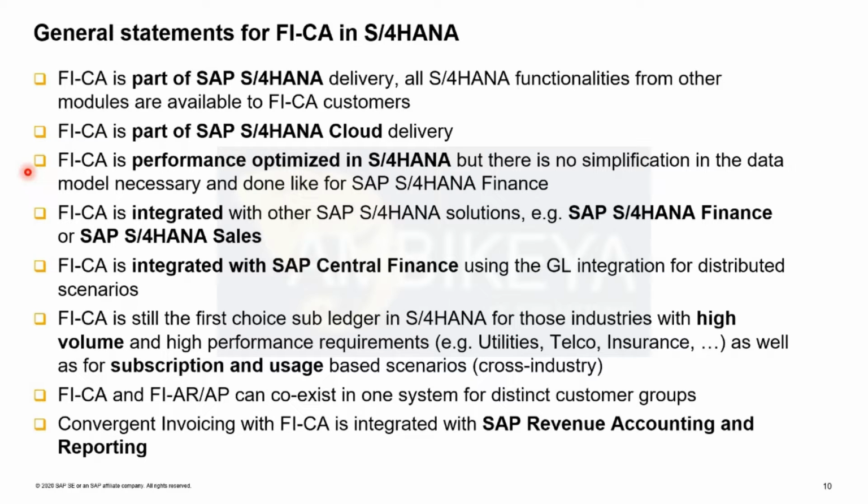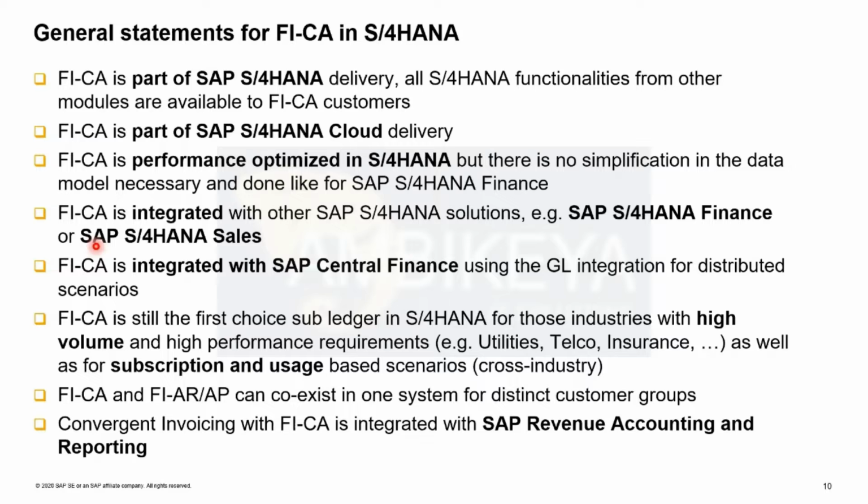And important to understand is for S/4HANA, we did a lot of performance optimization in the area of FICA, but we did not do a simplification like it was done in other areas like financial core. A simplification of the data model was not necessary in the FICA area.